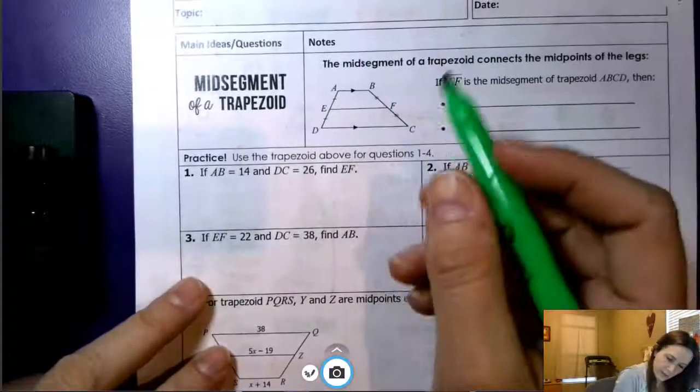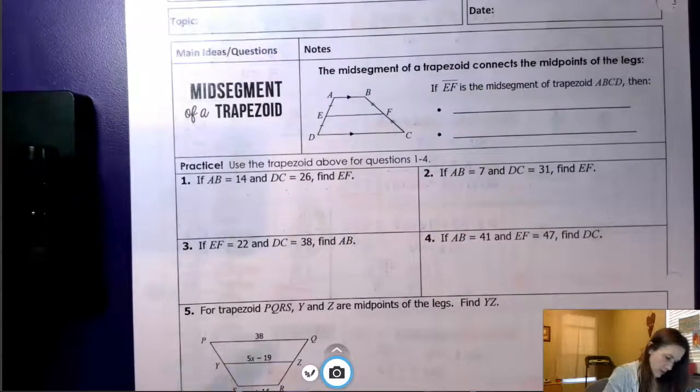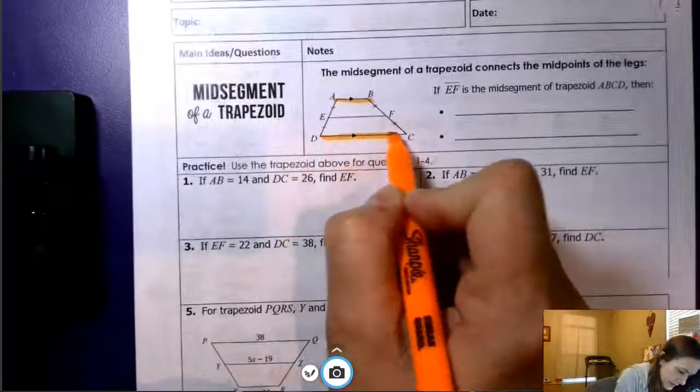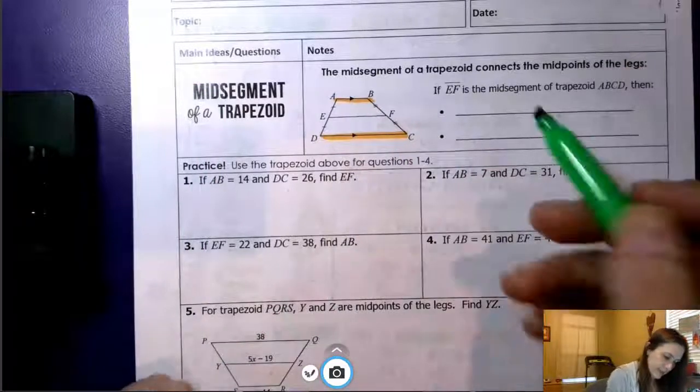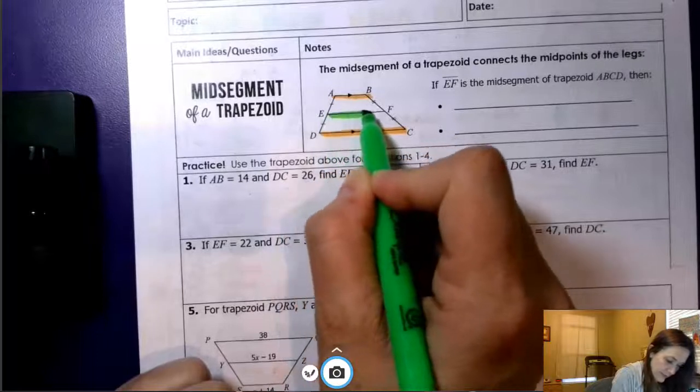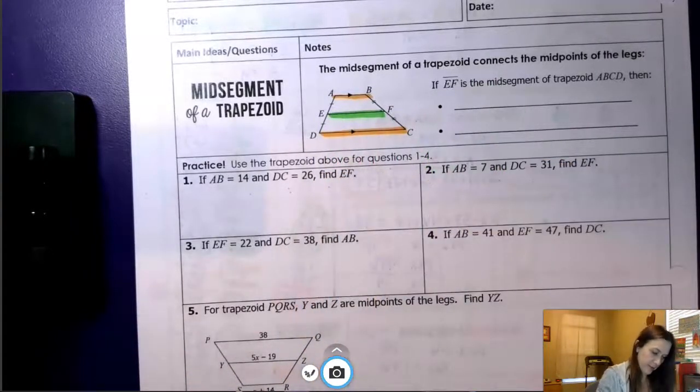I have a trapezoid. These two sides are parallel. AB is parallel to DC. And a mid-segment cuts it. It's the midpoint of the side. Right here, that's our mid-segment.